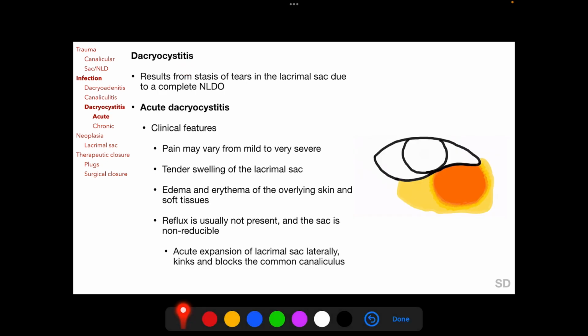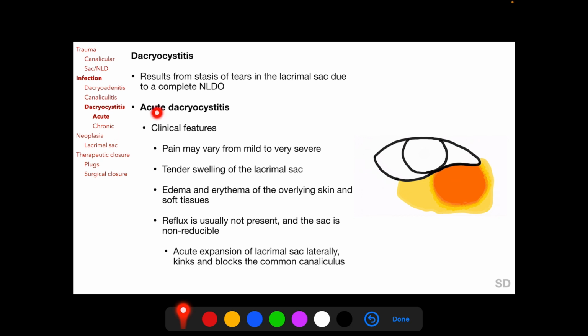Dacryocystitis or infection of the lacrimal sac results from stasis of tears in the lacrimal sac due to a complete obstruction of the nasolacrimal duct. And dacryocystitis can occur in an acute form or a chronic form.